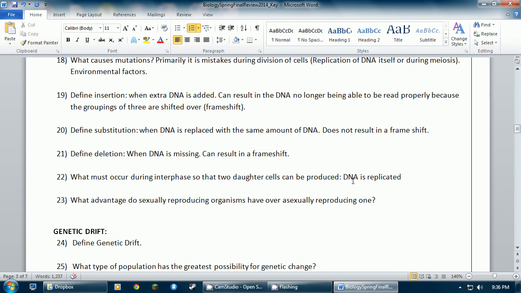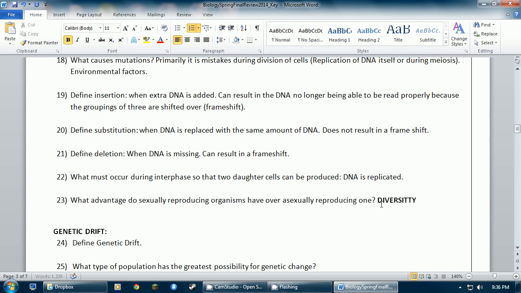I mean, obviously, to make 2 children, you have to give each child something to run the cell off of, so you have to give them the DNA. If you don't give them something else, that probably isn't good, but the DNA is the big one. So what advantage do sexually reproducing organisms have over asexually reproducing ones? I'm going to put this one in all caps because, dang, it's important.